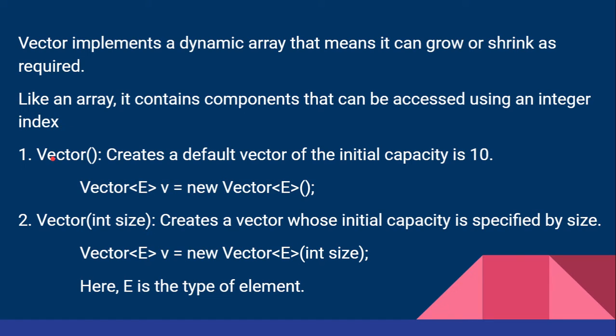There are two methods. Vector creates an empty vector. Vector is a class which helps to create a default vector whose initial capacity is 10. This is the way to create a vector. Vector is the class, v is the object, and new is the operator to create the vector. Then Vector<E>, where E is the type of the element. That means this element may be an integer or a character, so we can define the type of the element. This is one way of creating the vector using this type of syntax.